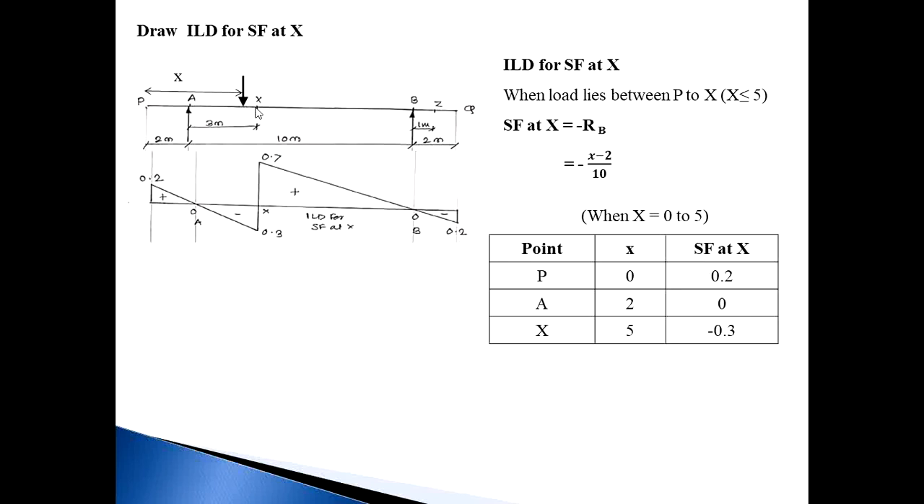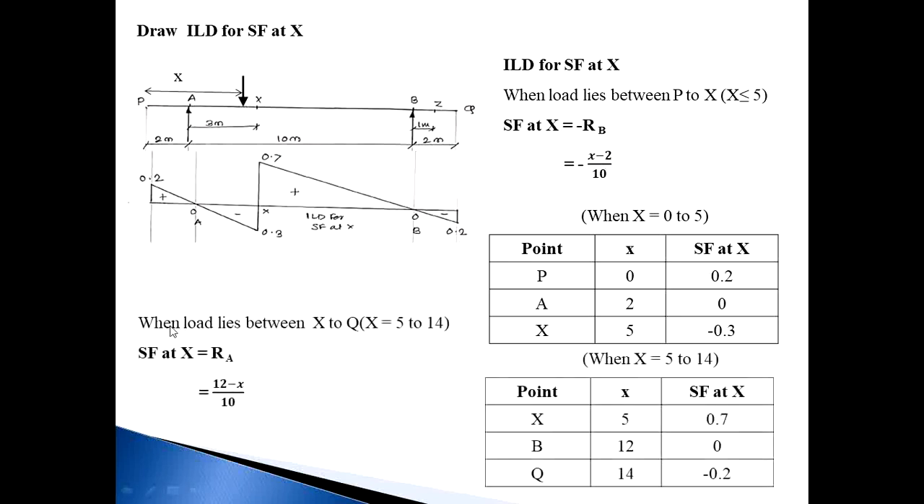Then if the load crosses this X point, this equation no longer holds, meaning the values from this equation are not correct. So we need a new equation. Now when the load lies between X and Q, meaning the load comes in this part, crossing the X point, the limits for X to Q are: x is 5 from point P and Q is 14. So x is 5 to 14. When the load crosses this X point, the number of forces on the right side is now 2.